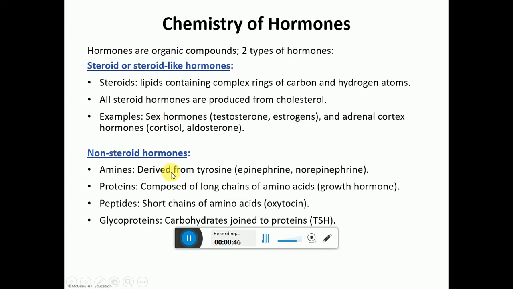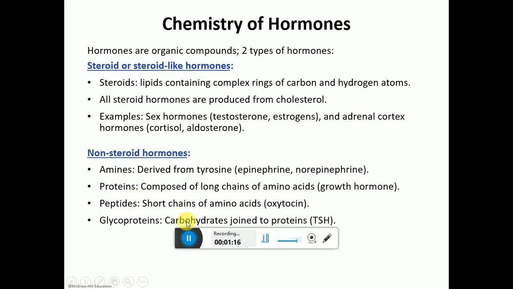As for the non-steroid, or the old name was protein hormones, as you can see from the name, they're made out of amino acids. If it's made out of just a couple of amino acids, they're going to call them amines, like for example epinephrine or norepinephrine. If it's a short chain of amino acids like oxytocin is, we're going to call it a peptide hormone. If it's made out of a very long chain of amino acids like growth hormone, we're calling that protein.